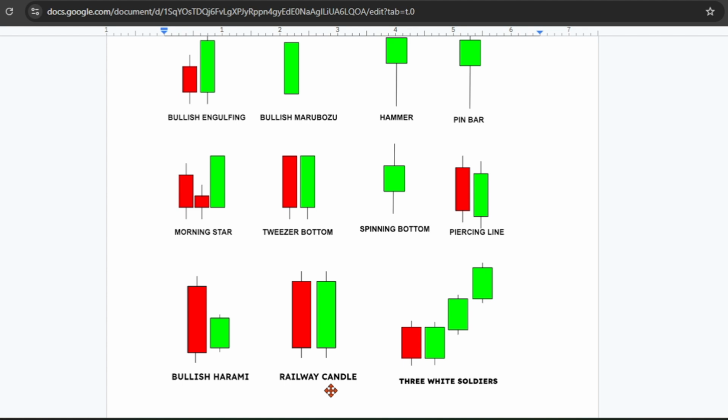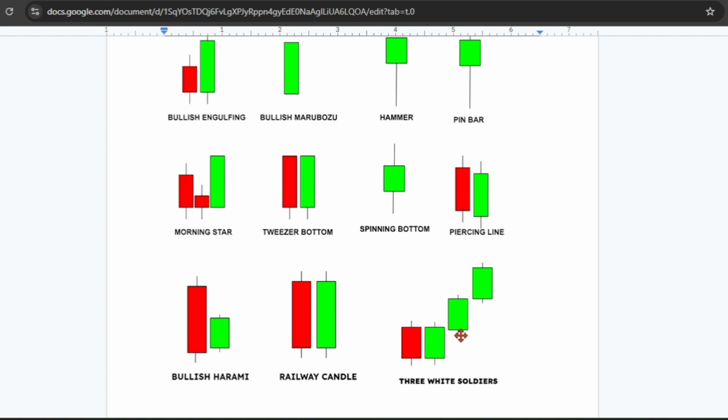We have the bullish railway, a combination of both. You will see the difference between this railway candle and the tweezer. They look alike, yes, but there is a difference, so always pay attention. But both are still telling us that we can place a buy trade.